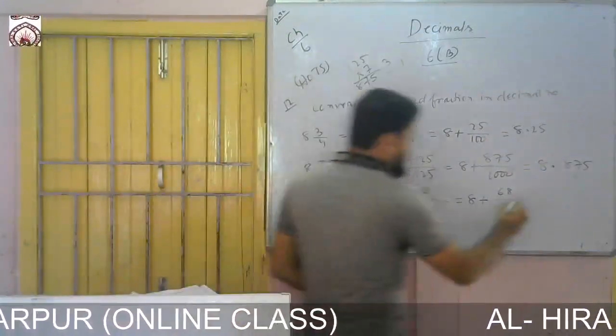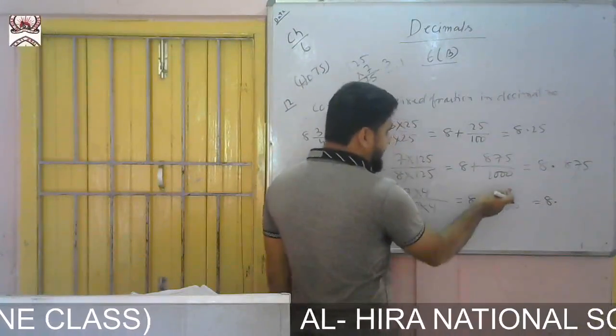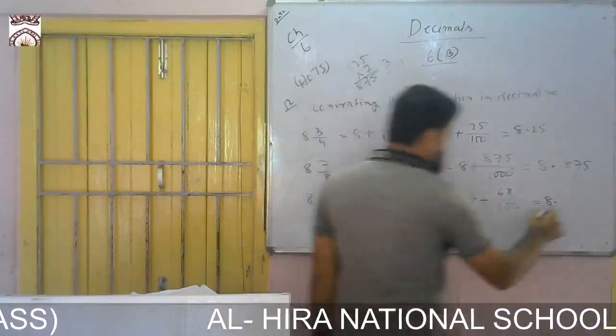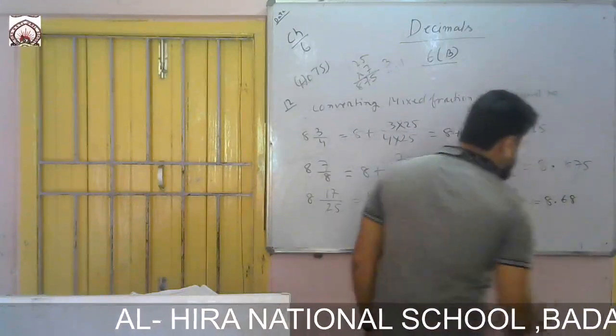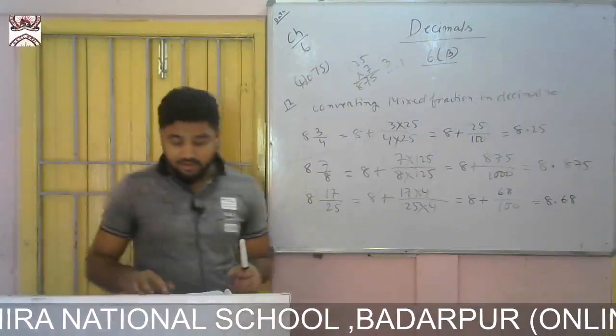I can write this as 8 point how much? 1 2. So the point will shift 2 places left. So 6 6 8. Okay, 6 8. Now what I have found is all the mixed fractions.